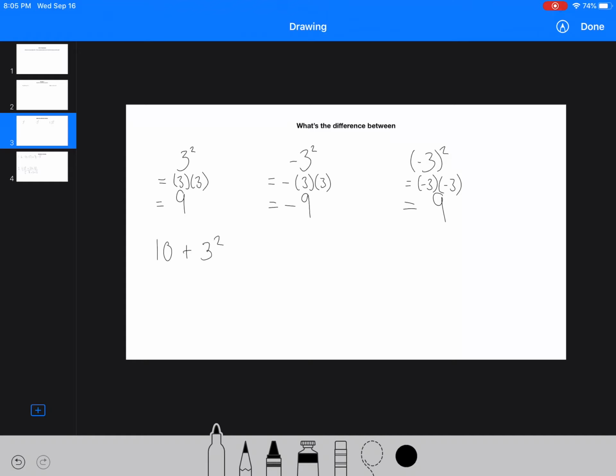If you look at it in a question, let's do 10 plus 3 squared, well, that would be equal to 10 plus 9, which is 19. If we have 10 minus 3 squared, that's equal to 10 minus 9, which is equal to 1. And then finally, if we had 10 plus negative 3 squared, well, we've got to do the exponent first, so we've got 10 plus negative 3 times negative 3, which is 9, and then that's 19.